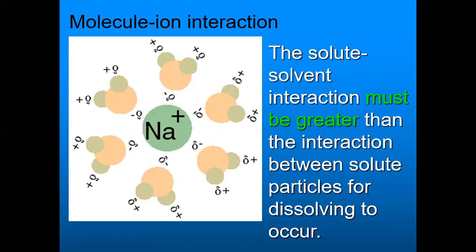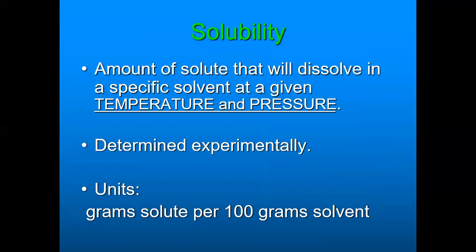Similarly, if you add sodium chloride in water, the sodium positive ion will be surrounded by the negative part, that is oxygen of water. The solute-solvent interaction must be greater than the interaction between solute particles for dissolving to occur. Like the interaction of sodium with the negative part of water, or the interaction of chloride ion with the positive part of water, is much greater than the interaction between sodium and chloride. So that's why sodium chloride dissolves in water.